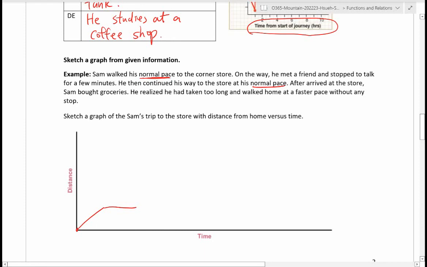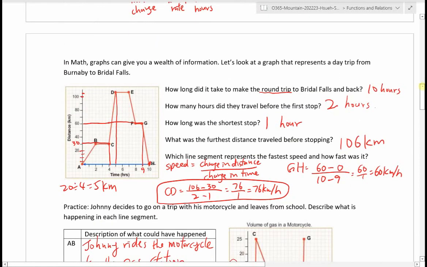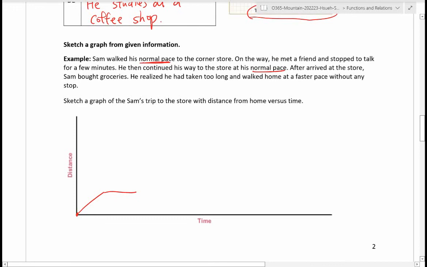He then continued his way to the store at his normal pace. So what does that mean? Well, I think we saw earlier in this example, the steeper it is, the faster it is, right? So if it's the same pace, the steepness of the line should remain the same. So if it's a normal pace, the steepness of that line should be the same as this. I'm just going to try my best to replicate the same steepness of this line right here.